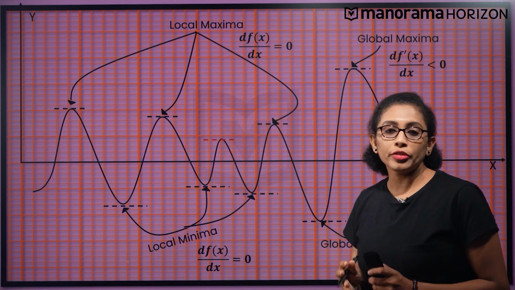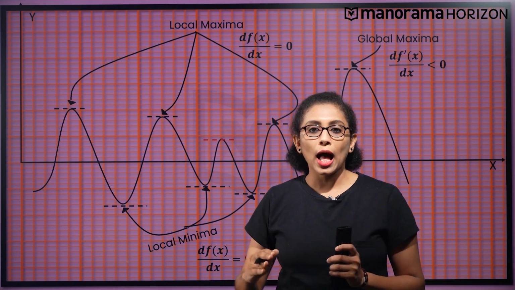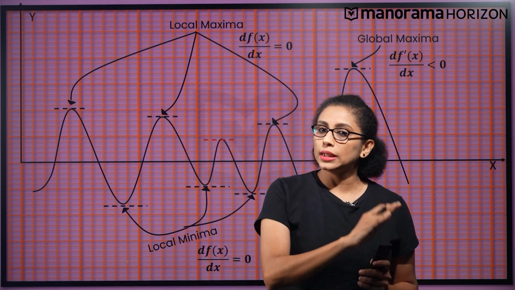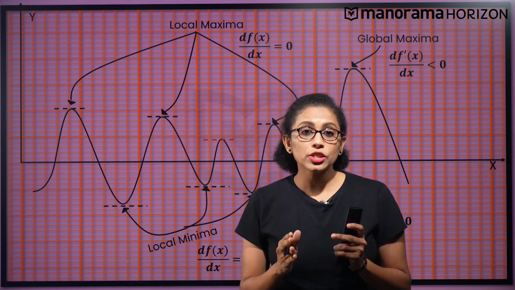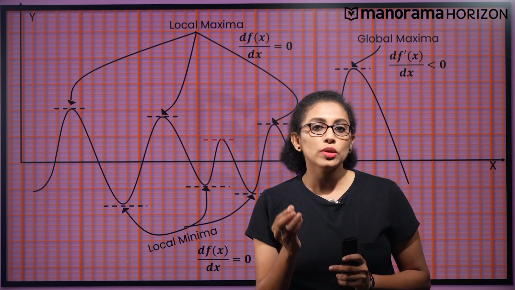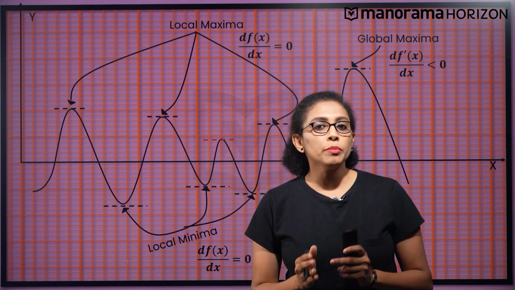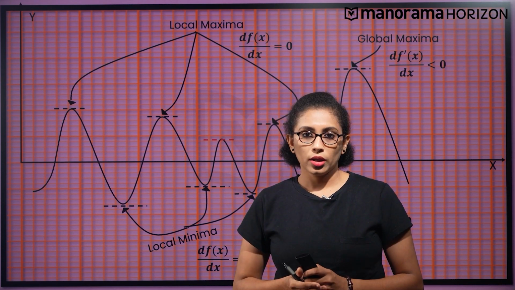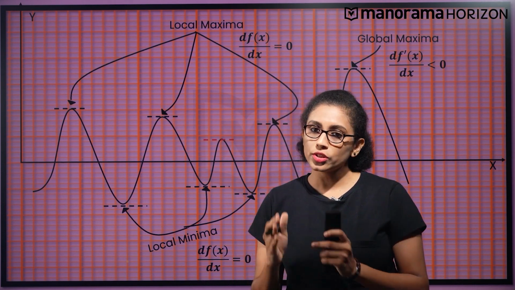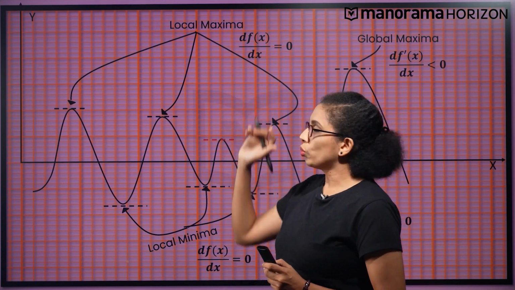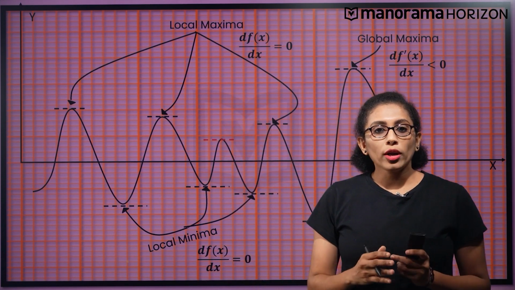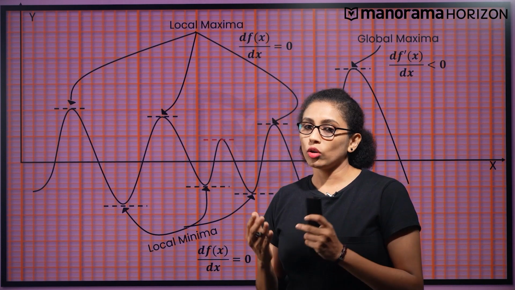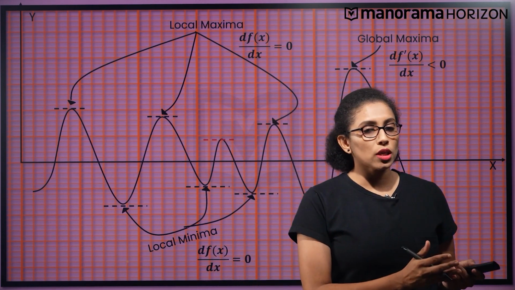Now, from the graph it is observed that a function can have multiple maxima and multiple minima. The point where the function takes the minimum value is called the global minima, and the other minimum points are called local minima. And at all minimum points, the first order derivative will be 0. Then the point where the function takes the maximum value is called the global maxima, and the other maximum points are called local maxima.